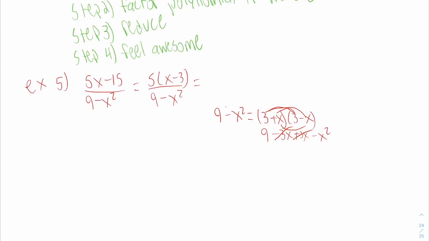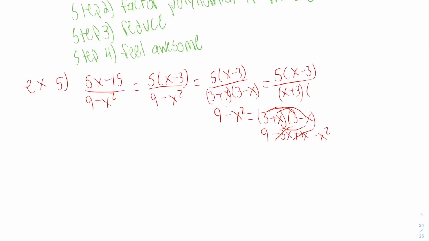So then let's write this simplified form. 5 times x minus 3 over 3 plus x times 3 minus x. We see that I have an x minus 3 on top, and I have an x plus 3 on the bottom. That doesn't work. I have a negative x plus 3 on the bottom. So we're going to have to change one more thing. 5 times x minus 3, and then let's make this so that the x is first for the first factor.